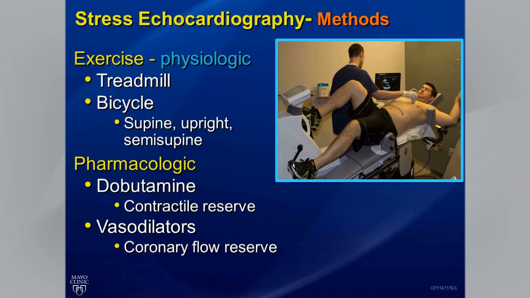Pharmacologic stress can be performed with dobutamine. We use this to assess contractile reserve, and it's most often used in patients with reduced ejection fraction and suspected severe aortic stenosis. Vasodilators can be used to assess coronary flow reserve and may be helpful in patients with dilated cardiomyopathy. However, most of our discussion today will center on exercise testing and to a lesser degree on dobutamine testing.